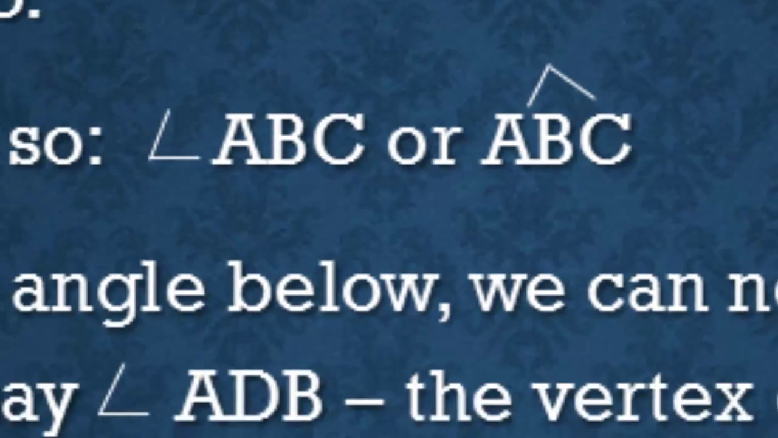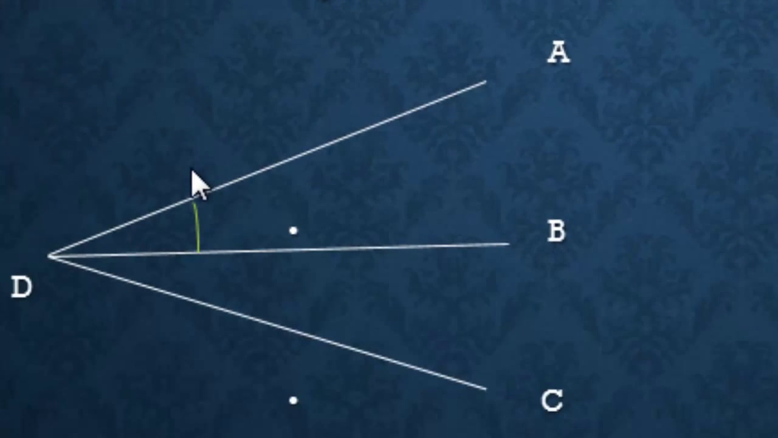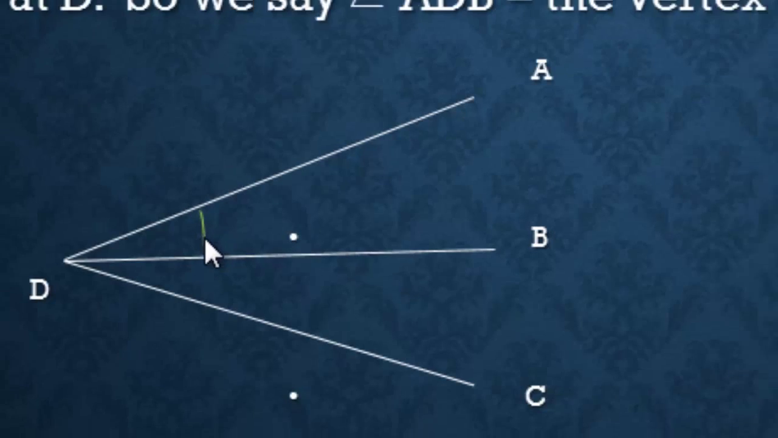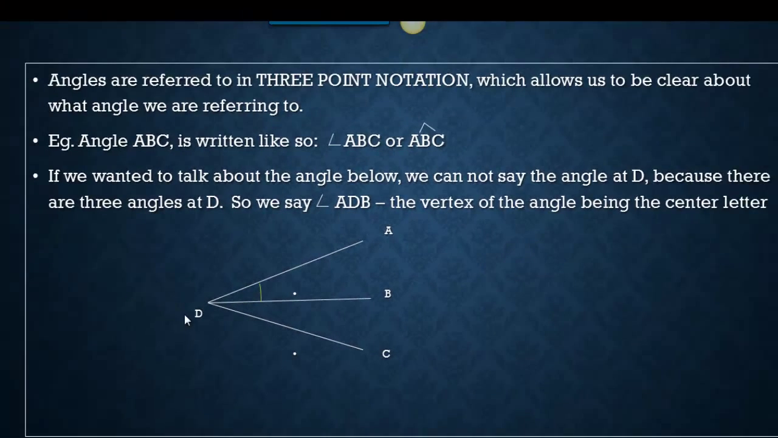For example, these angles down here, if we wanted to talk about the angle at D, we can't just say the angle D because there's three different angles here. We have angle ADC, which would be this whole angle, or angle ADB, or angle BDC. So we have to be very specific when we talk about our angles. So angle ADB would be this angle that's represented right here, with the vertex of the angle being the center letter D.